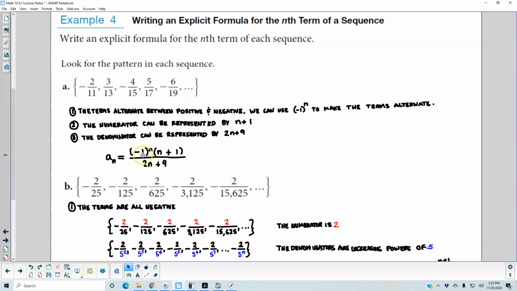Let's do one more. If we plug in the third term, which is 3, negative 1 to the third power is negative 1, so we know it's negative. 3 plus 1 gives us 4. And 2 times 3 is 6, plus 9 is 15, so it matches for the first 3 terms.